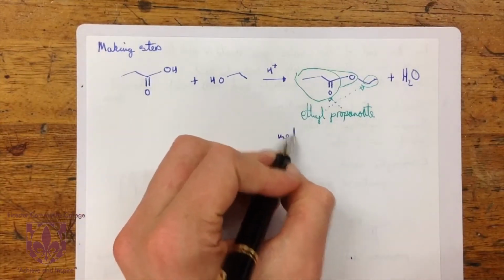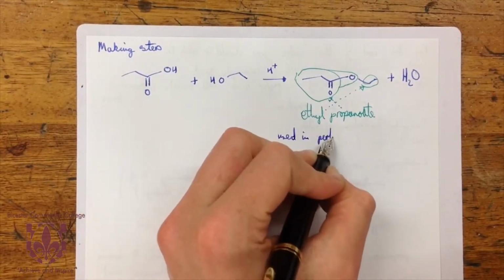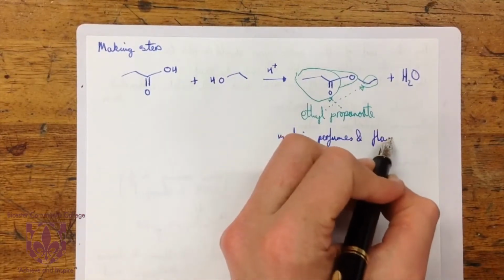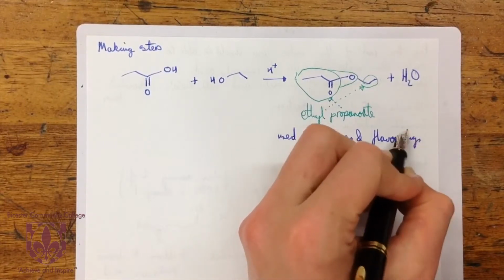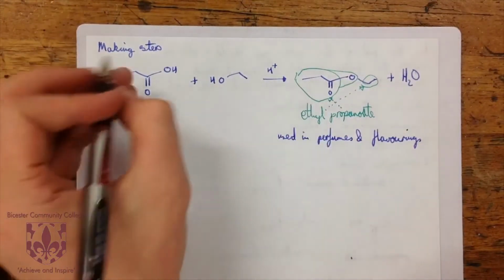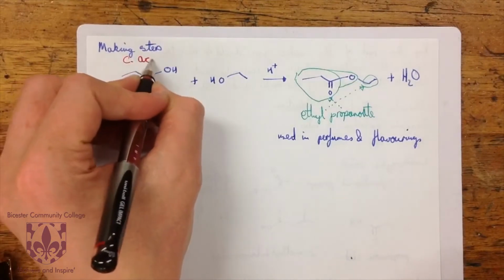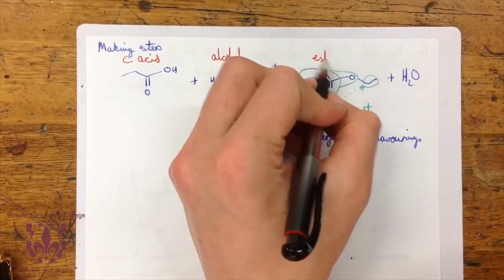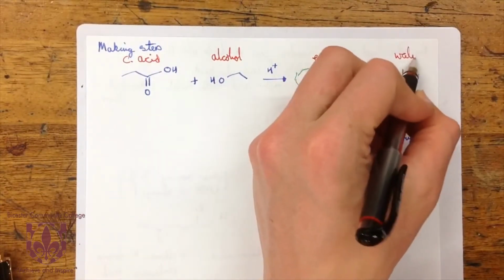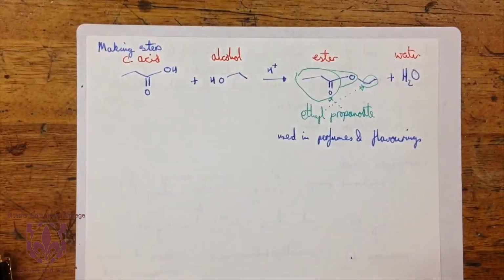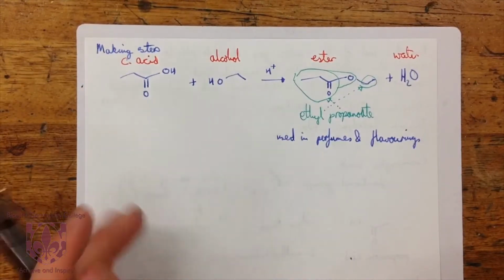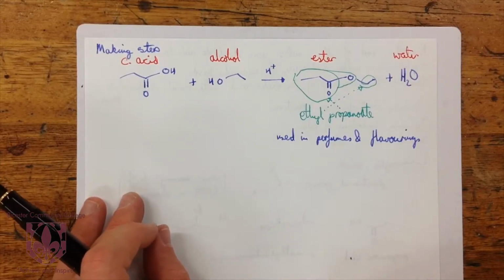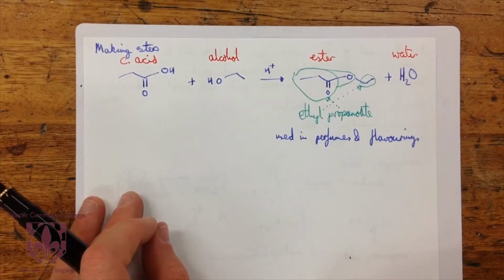Esters used in perfumes and flavourings. Okay, so let me just add carboxylic acid, alcohol, ester, water. So much like our acid plus alkali goes to salt plus water, carboxylic acid plus alcohol goes to ester plus water. Okay, so one we should just be knowing straight away, nice and simple.